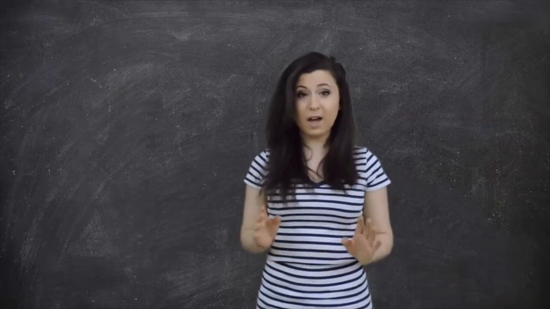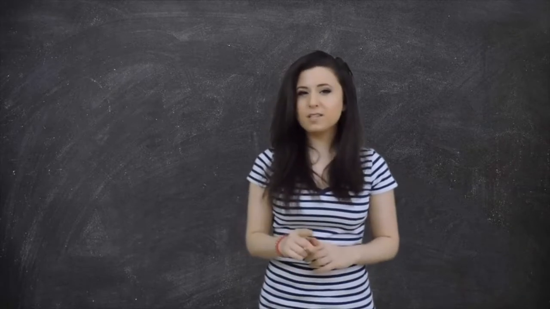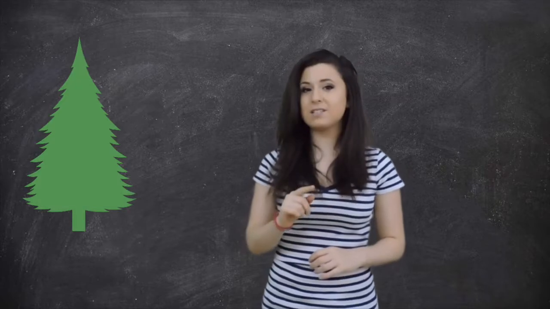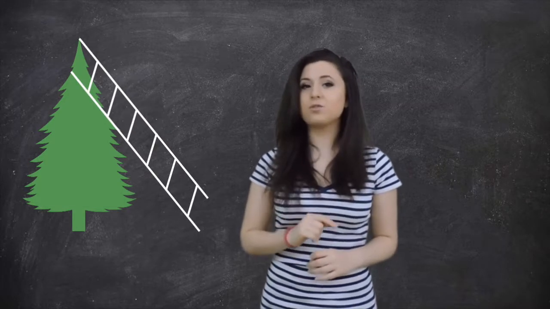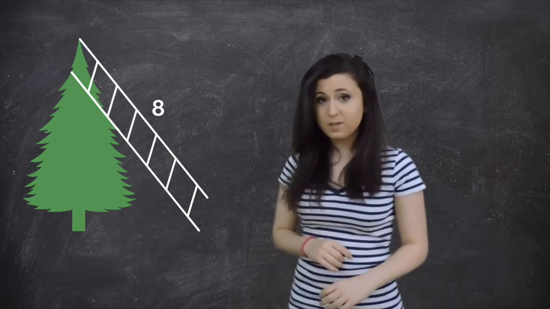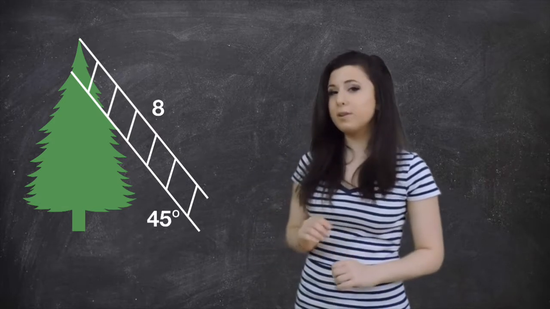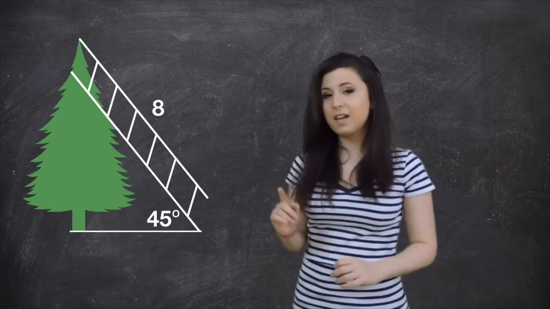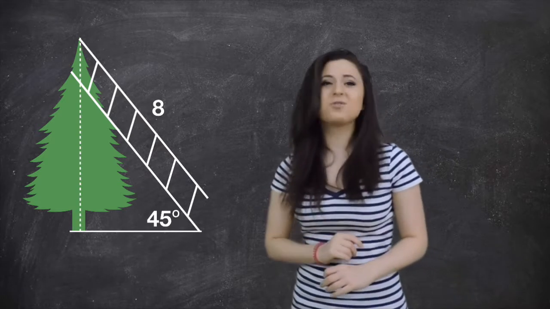Trigonometry can also be very helpful in physics and engineering. For example, if you were on a ladder and leaning against a tree, you could find the height of the tree just by knowing the height of your ladder and your angle. If your ladder was 8 feet tall and you were leaning against a tree at a 45-degree angle, you could find the other sides and angles of the triangle using trigonometry.